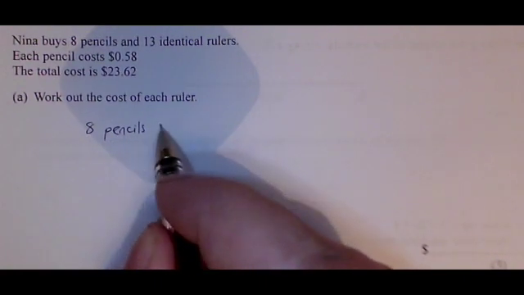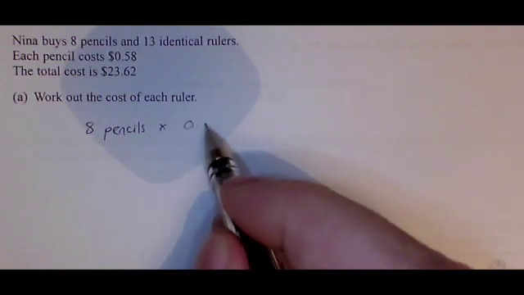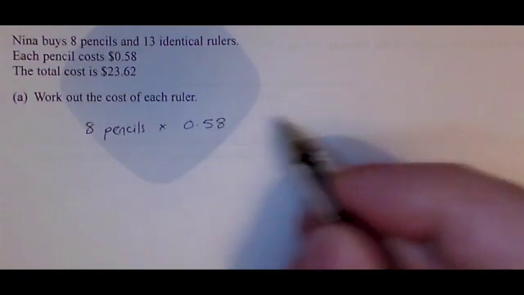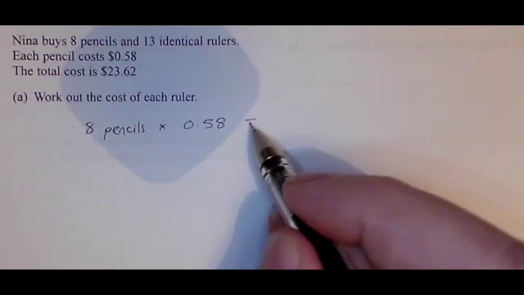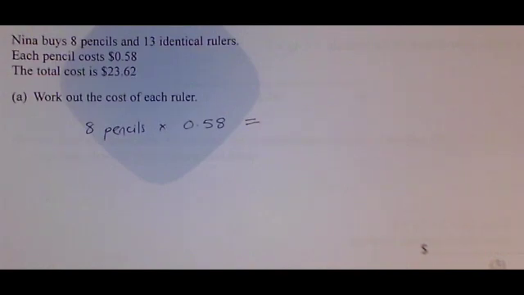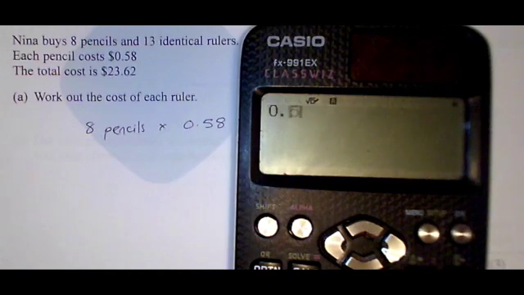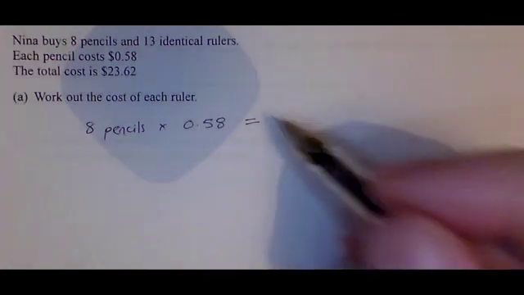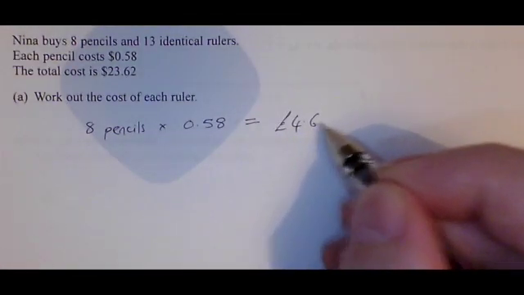of one ruler. There we go, so 8 pencils times 0.58, and that's going to equal, well, I can do it on my calculator, can't I? So 8 times 0.58. No, I'm not doing it in my head, I think I'll use my calculator. There we go. $4.64.